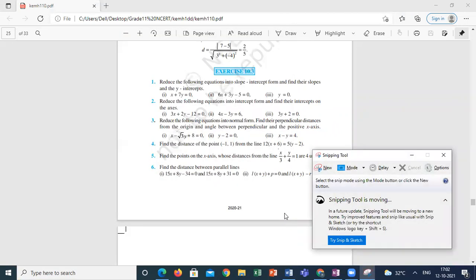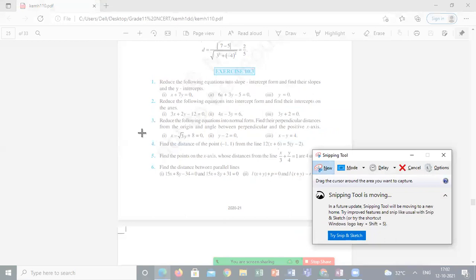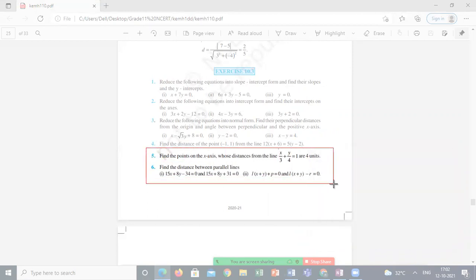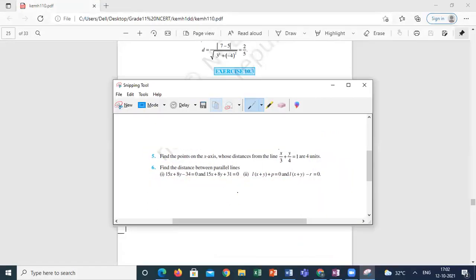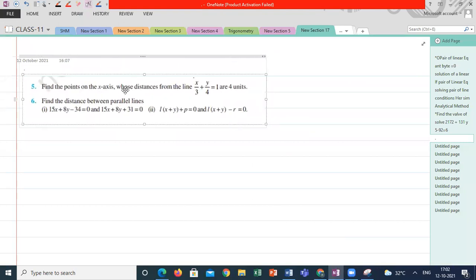We did the fourth question, distance from a point to a line. Fourth we did, sir, yesterday. Fourth we did. Fifth one. Yes, please start the fifth one. The fifth one is also like the fourth question only, no difference. Find the points on the x-axis whose distances from the line x by 3 plus y by 4 is equal to 1 are 4 units.